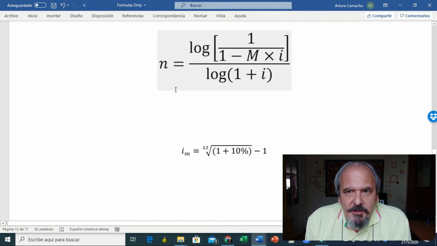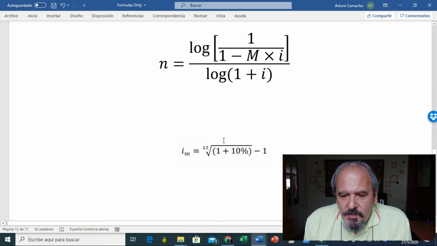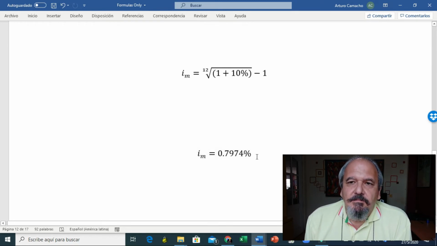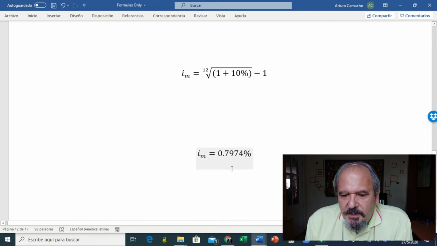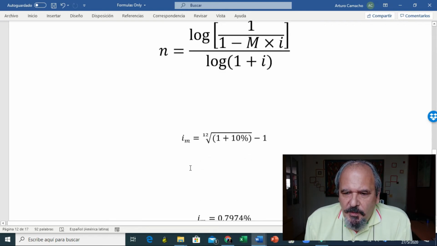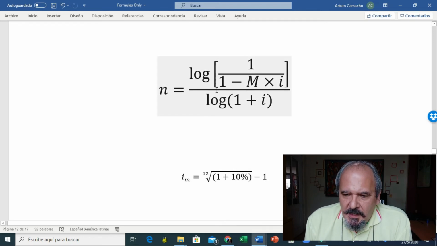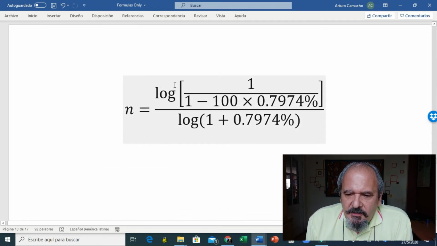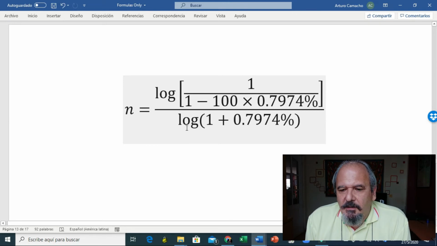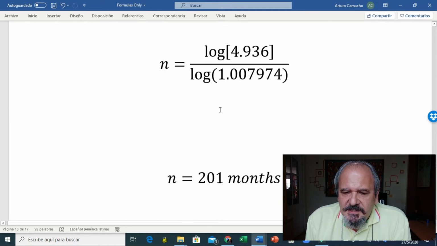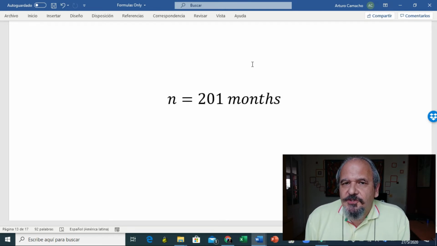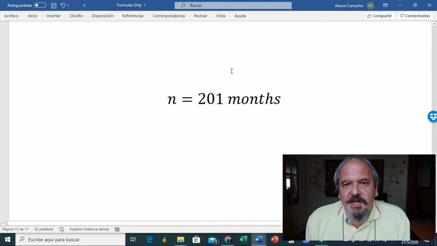And here is our formula, remember? So the 12th root of 1 plus the 10% minus 1, which if you calculate it, it's 0.7974% per month. Okay, so we have the interest, the monthly interest. We have the multiplier, which is 100, and let's calculate this number. Here's the logarithm of all this divided by the logarithm of this, and if you calculate that, you get 201 months. So that means you're paying double of what you borrow, and that is because that 10% is a very big interest rate.